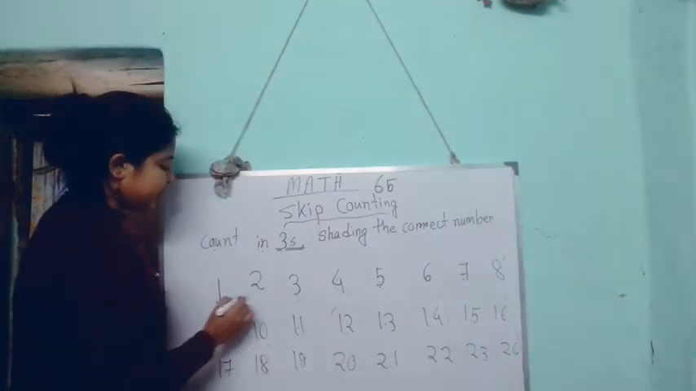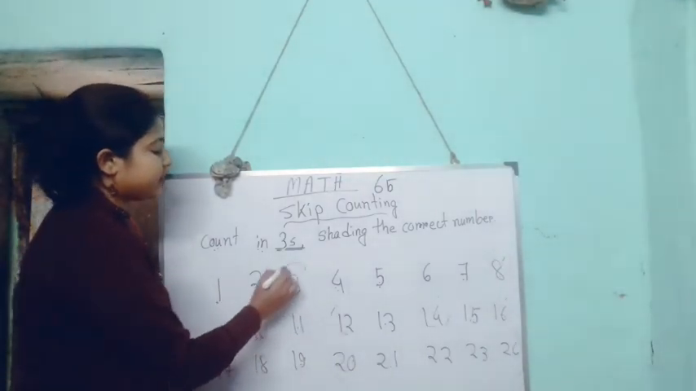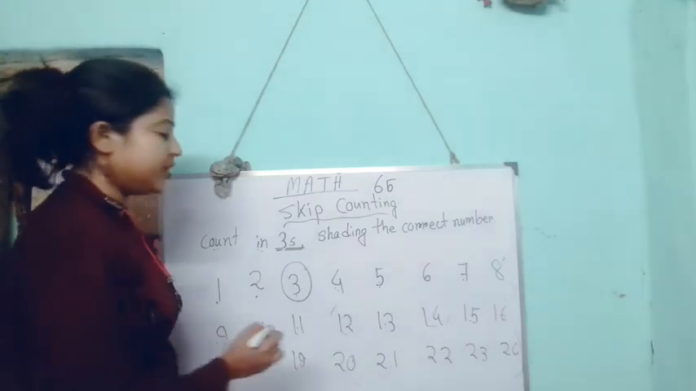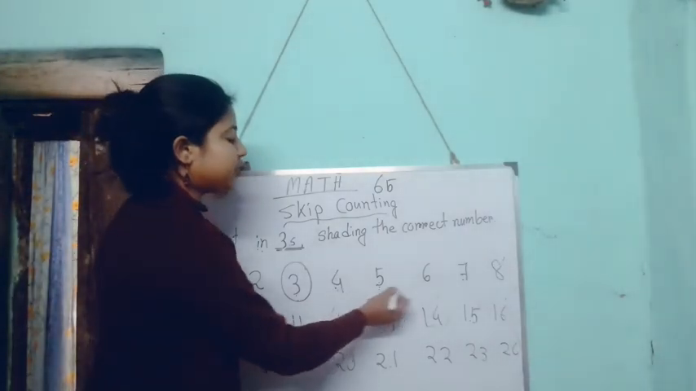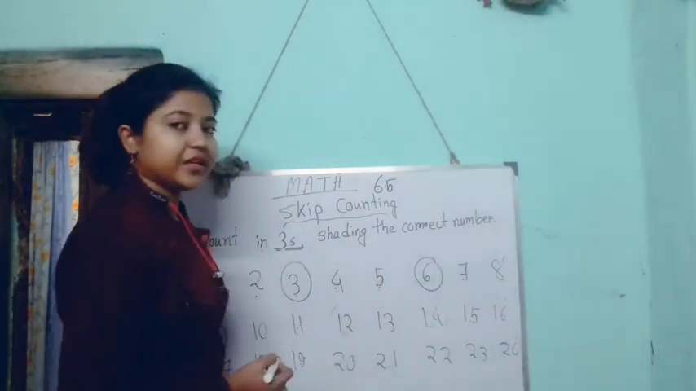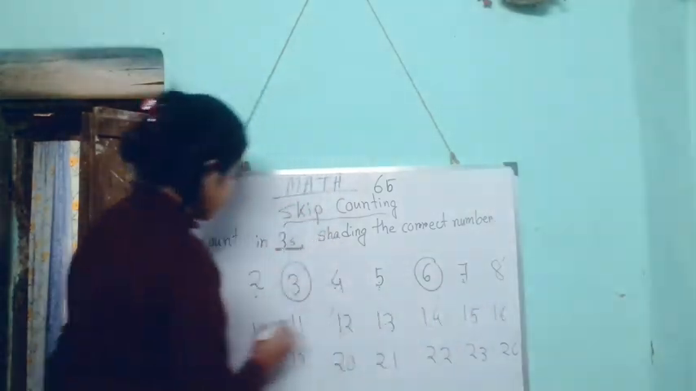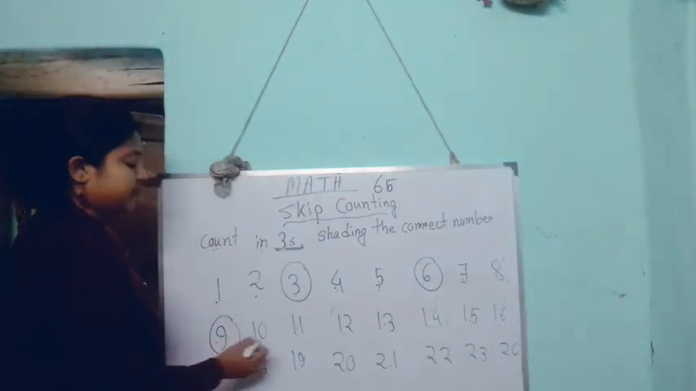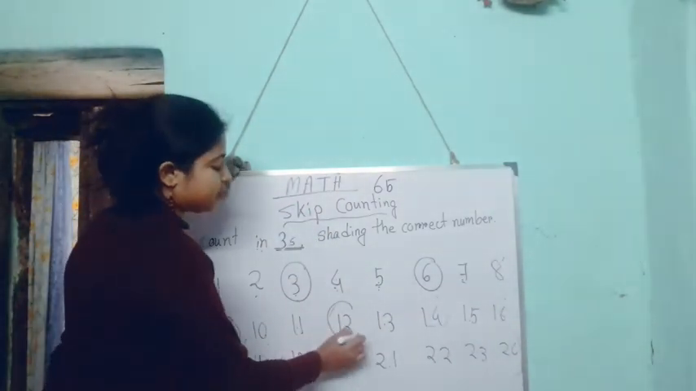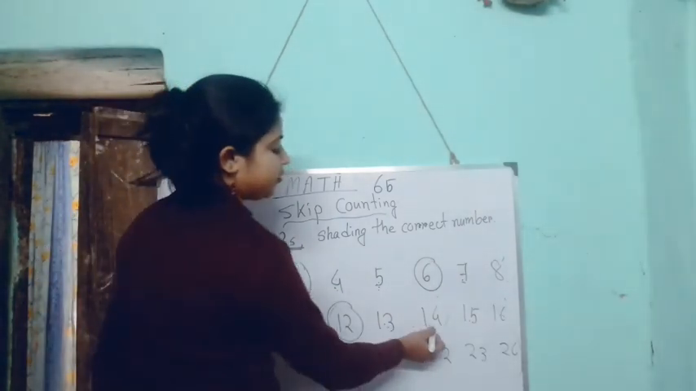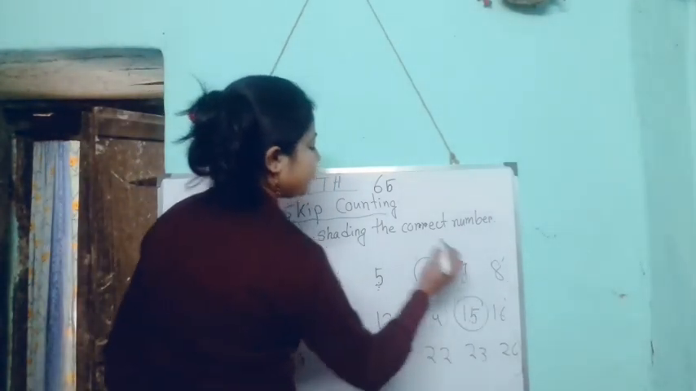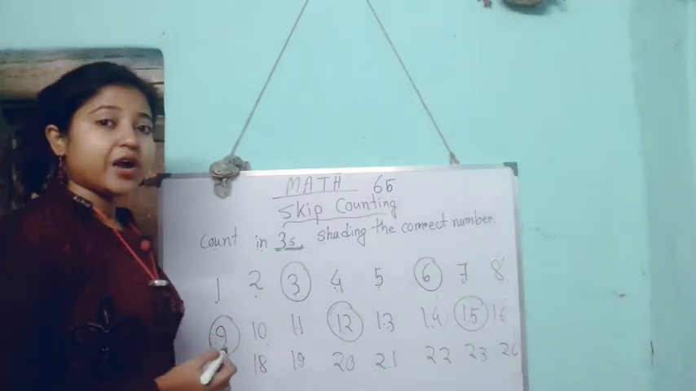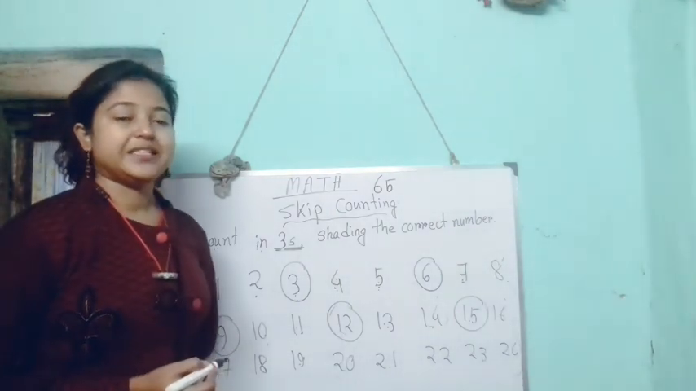So first we will leave 1 and 2. 2 numbers we will leave and we will count the 3rd number. Again we will leave 2 numbers and count the 3rd number. Again we will leave 2 numbers and count the 3rd number. This is how we have to do these sums, okay?